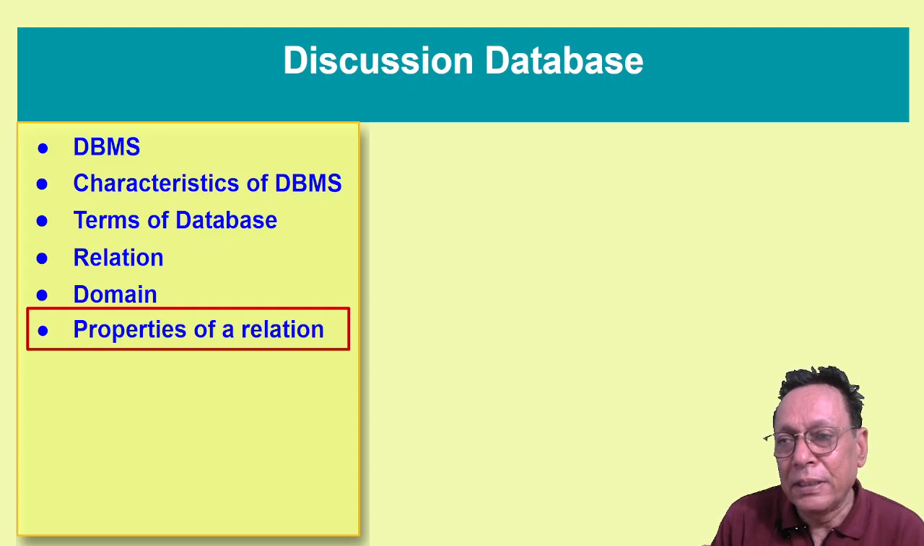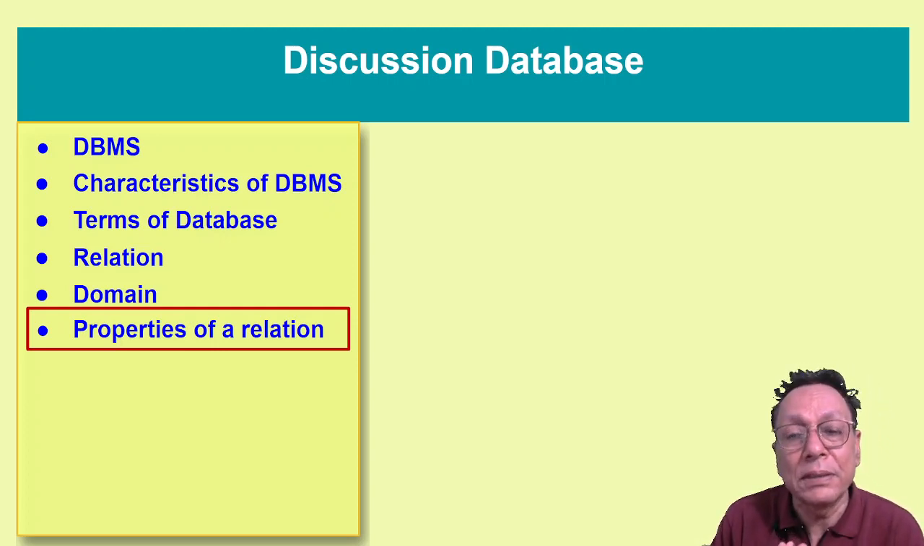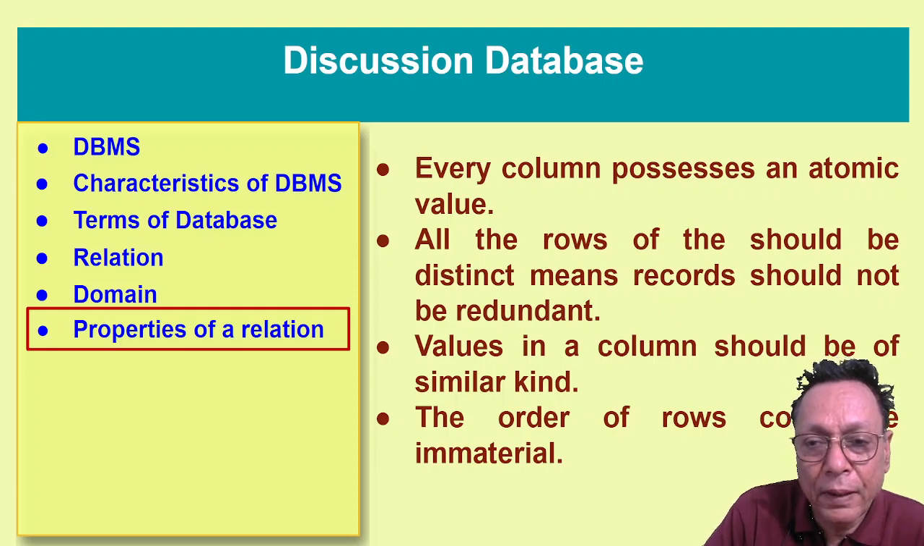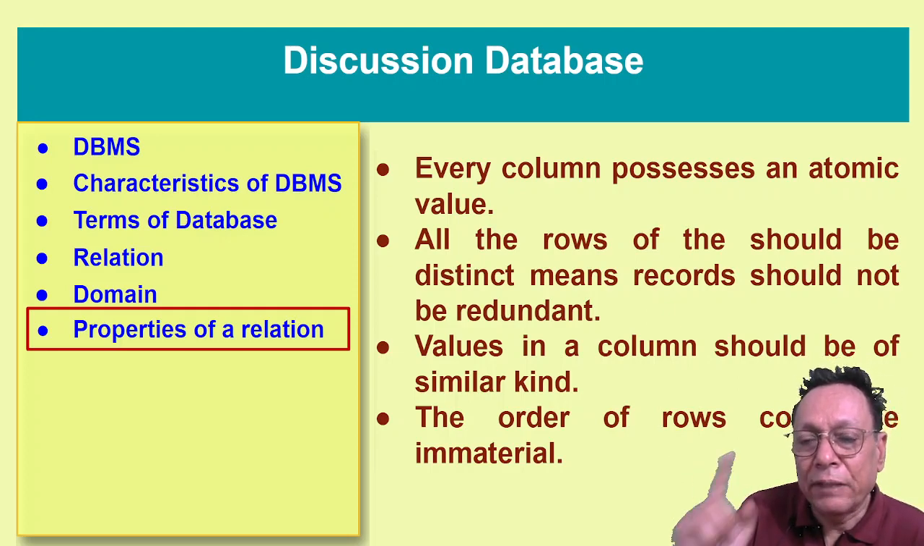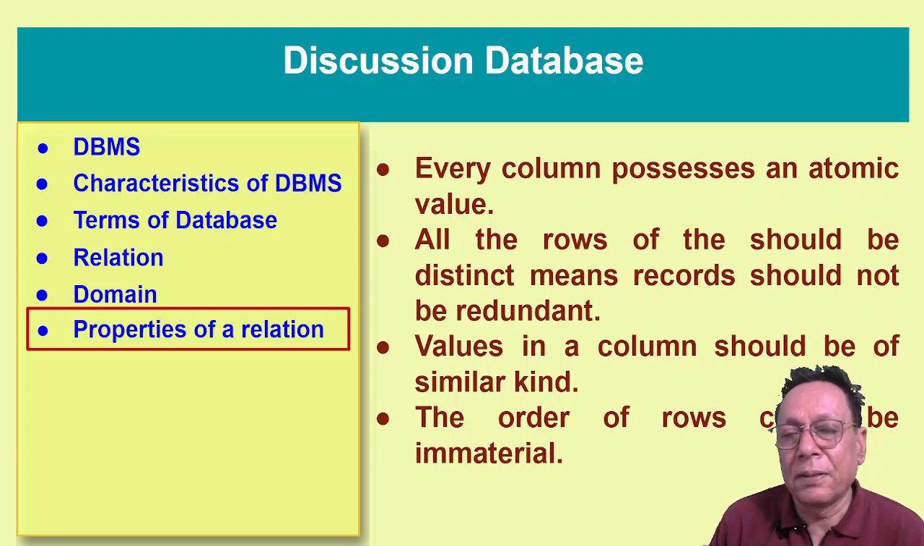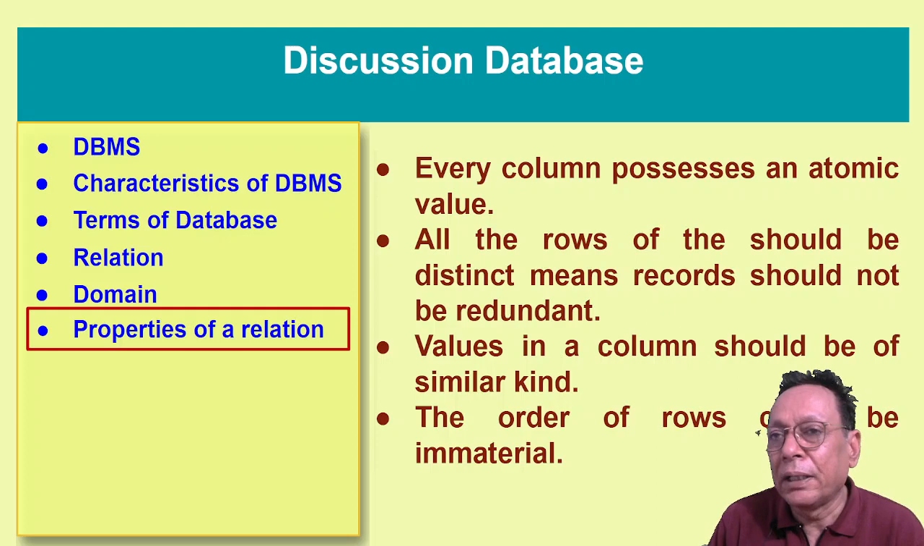The next is, what are the properties of a relation? This one should know. What properties does a relation possess? Some properties are related to the relation. Every column possesses an atomic value, meaning the column should not be empty. Every column should be filled with some value. This is known as the atomic value. All the rows of the table should be distinct, meaning records should not be redundant. If the table has records, these records should not be duplicate, they should be different, distinct, so that redundancy can be removed.